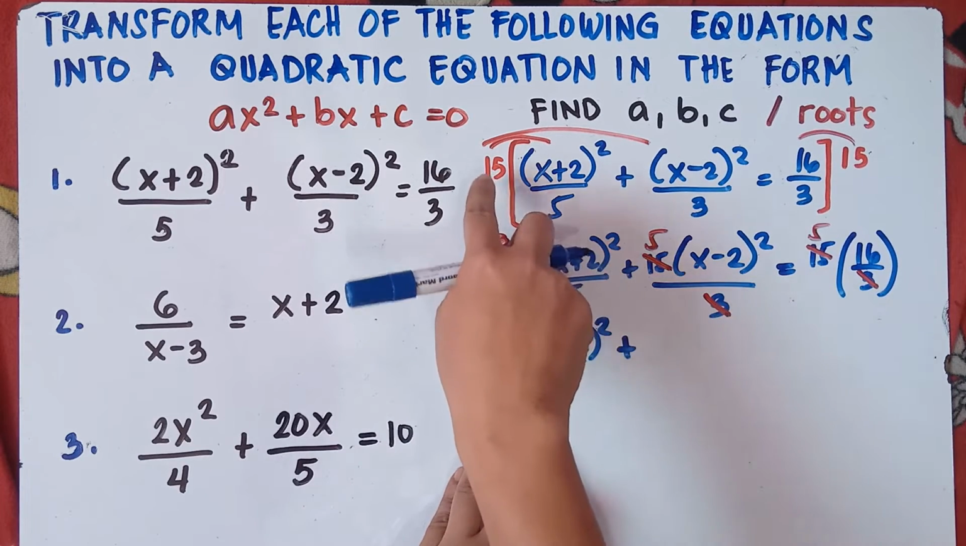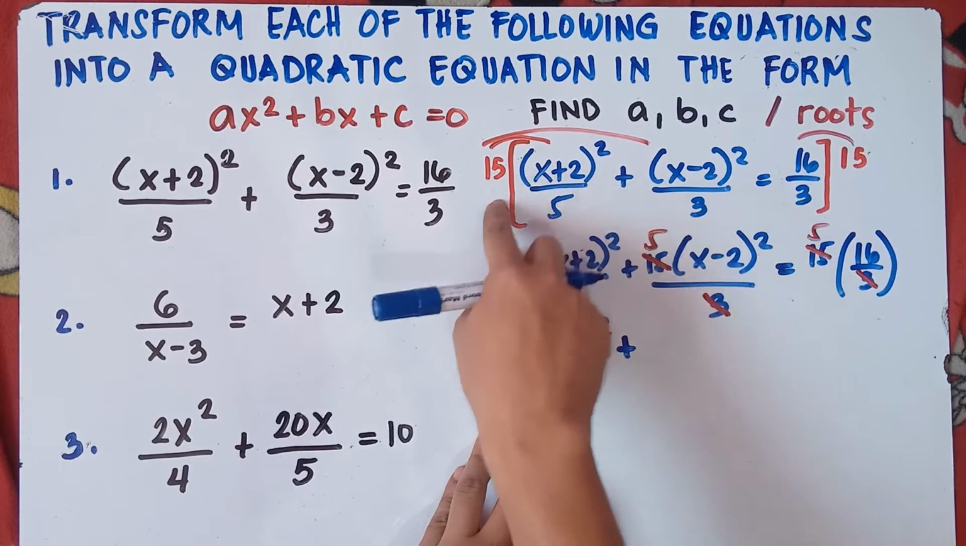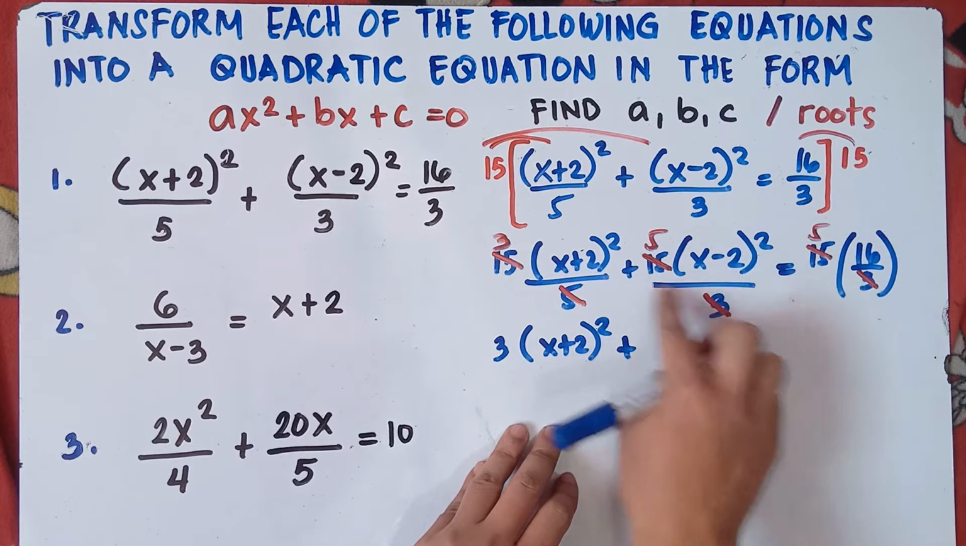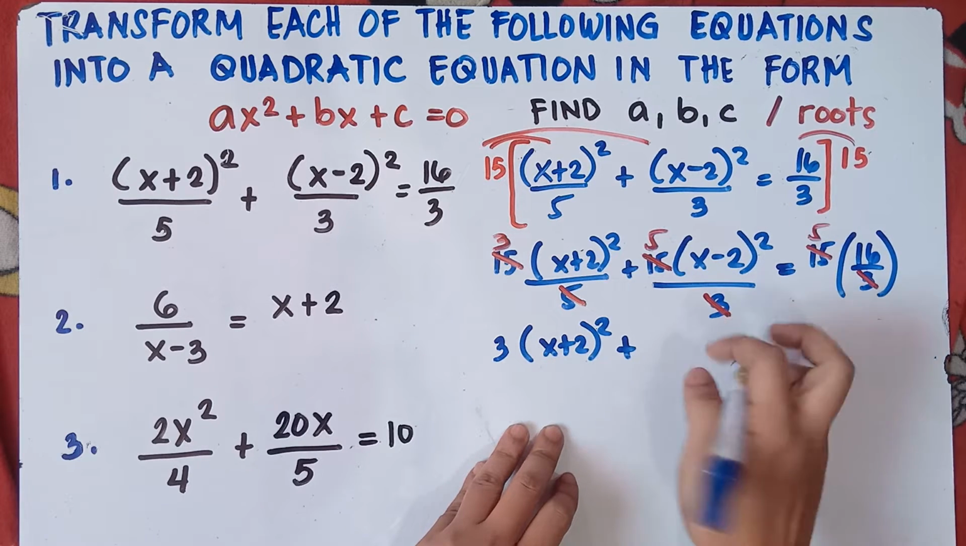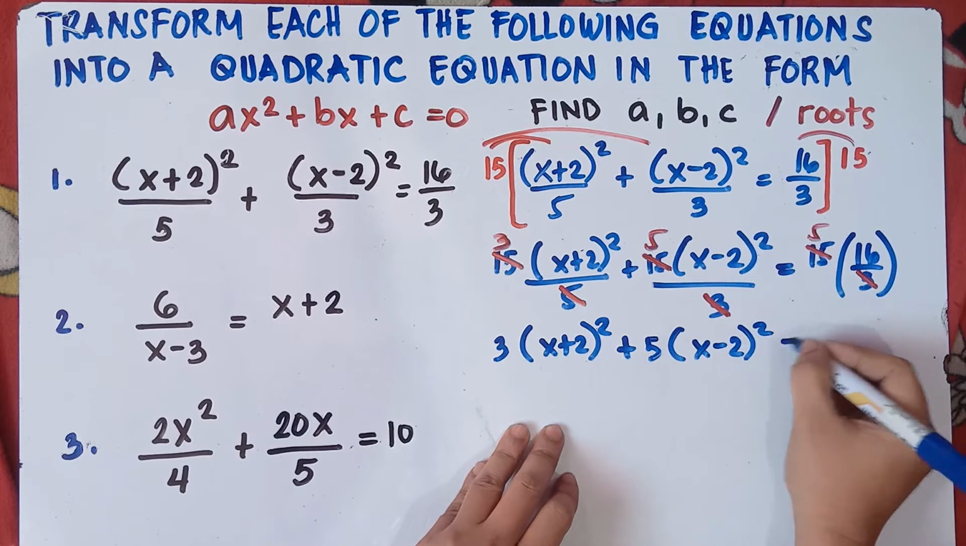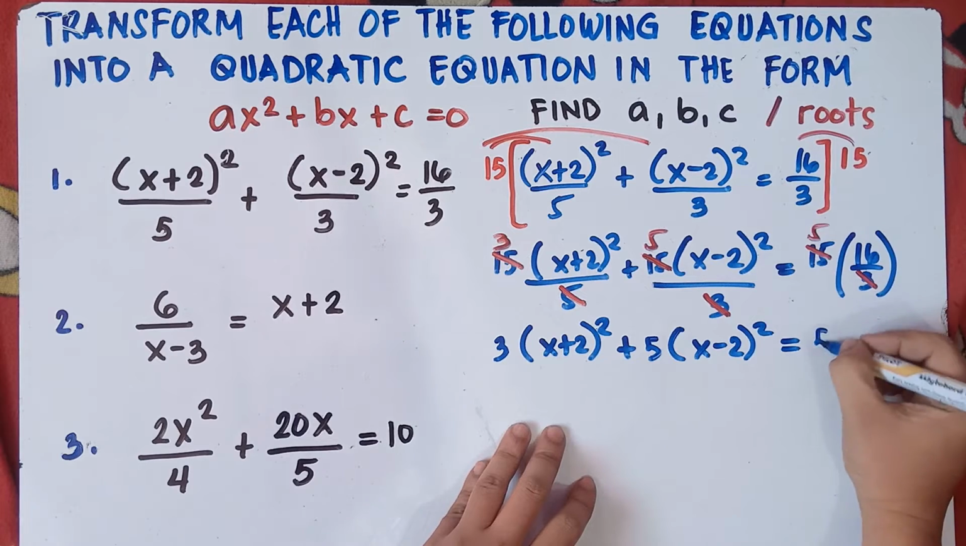Once again, we distribute 15 from every equation, class. 15 times this equation, 15 times this equation. And then, copy 5. So, 15 divided by 3 is 5. So, cancel this out. This will be 5 times x minus 2 squared equals 15 divided by 3 is 5. We still have 5. 5 times 16.